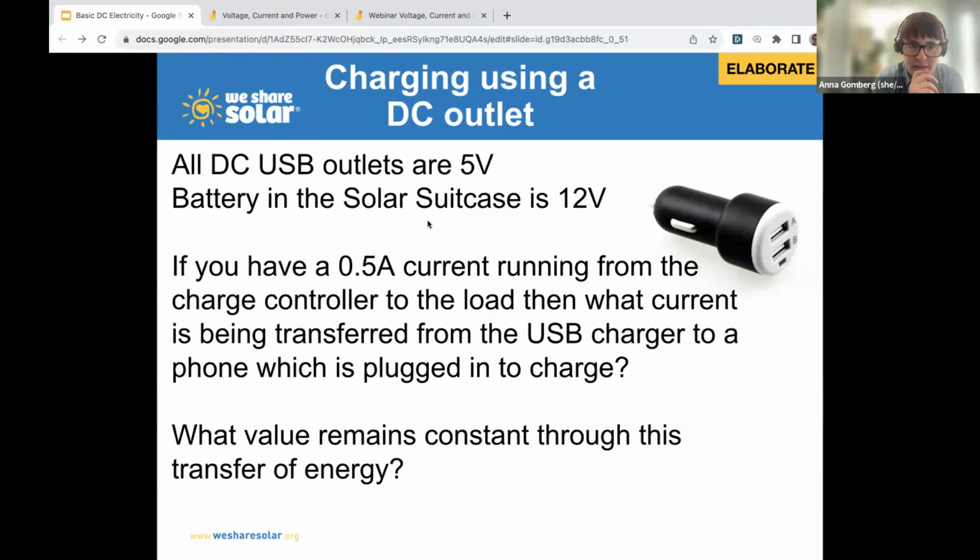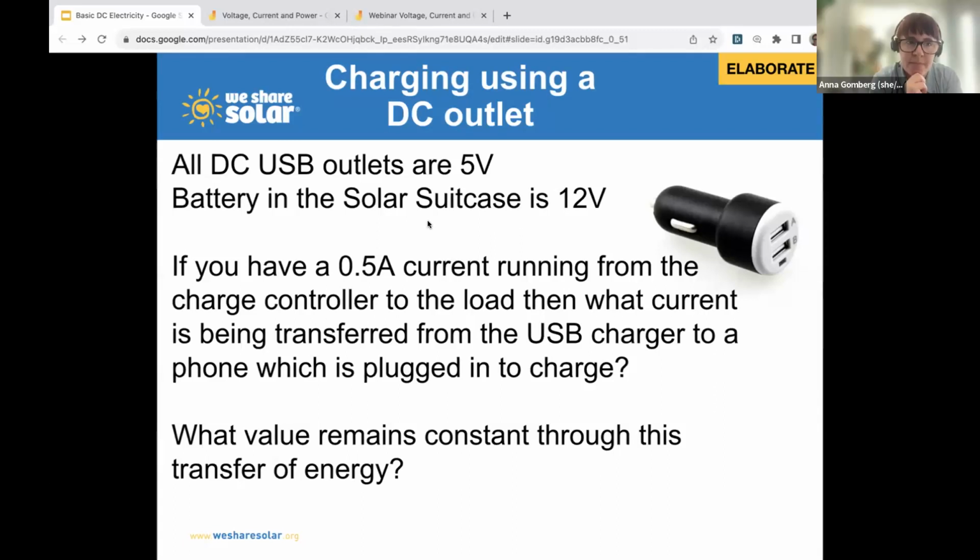Can you follow that through? So you can tell that it's 6 watts going into the USB outlet. So then that means that it would still be 6 watts going into the phone. Exactly. Okay, so it's the wattage that stays constant.